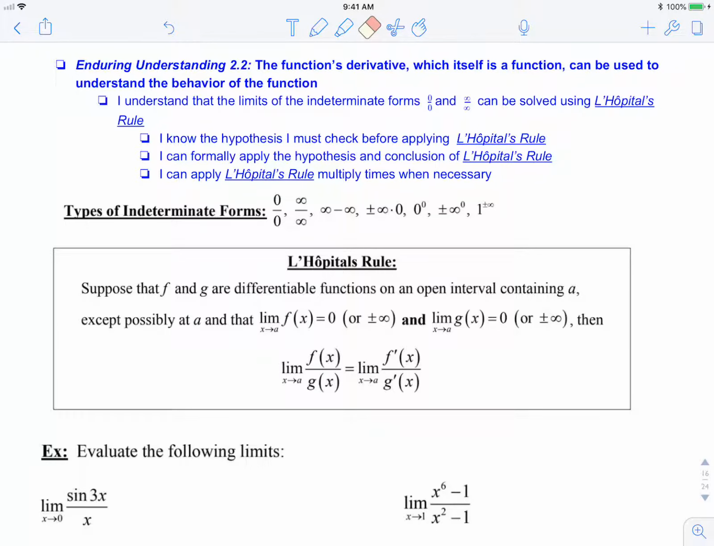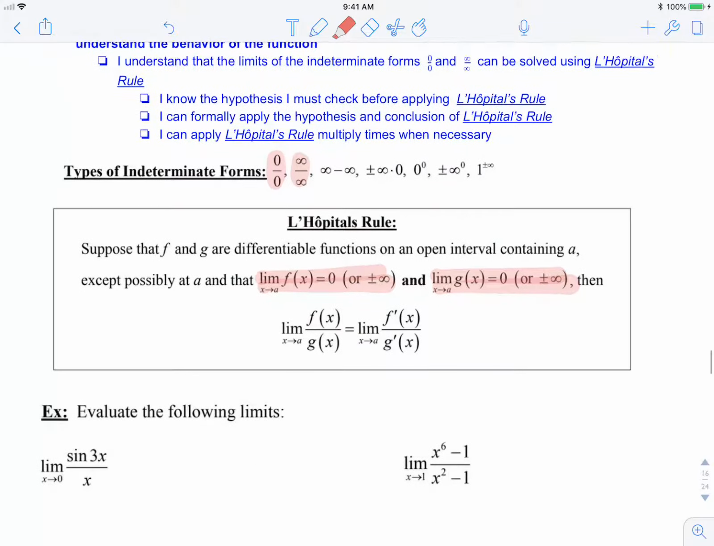So now we have a new method of approaching indeterminate form limits, and that is using L'Hopital's rule. Remember, the only two types of indeterminate forms you'll see on your AP exam are 0 over 0 or infinity over infinity. So before we can apply L'Hopital's rule, we must check that the hypotheses are met, which is either both the numerator and the denominator are equal to 0 or infinity.